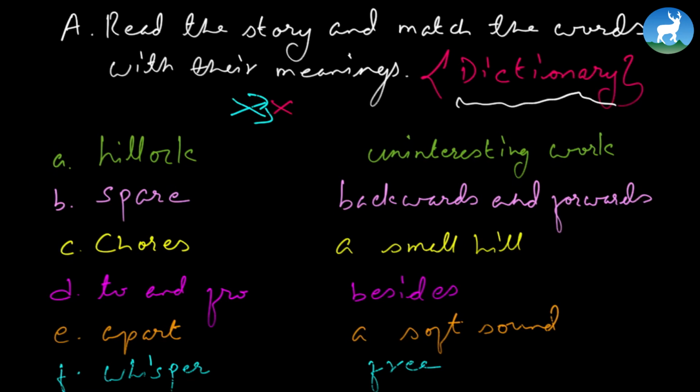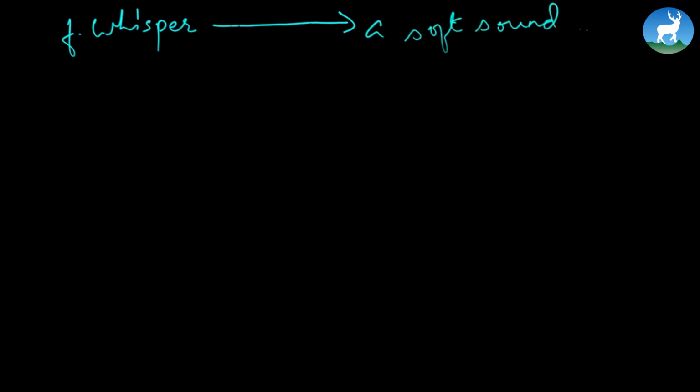All right. So when you do the match the following, this is how you should be doing it. For instance, in number F, we had whisper. You look at the dictionary and you'll find that its meaning is a soft sound. Use a ruler, draw a straight line, and write down a soft sound. See, in this way you can do it right in the classroom, or you can do it as homework. That you certainly can do.